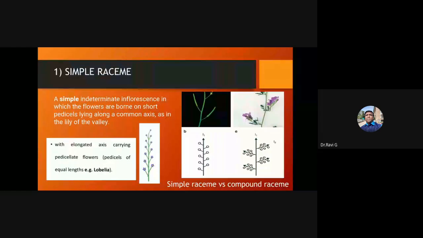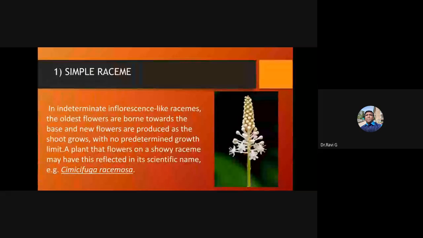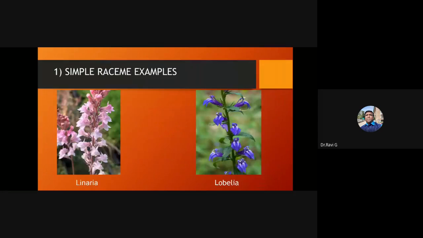Here, the difference between the simple raceme and compound raceme is shown. As you can see, the buds are clustered in compound raceme but not in simple raceme. In indeterminate inflorescences like racemes, the older flowers are borne towards the base and newer flowers are produced as the shoot grows, with no predetermined growth limit. A plant that flowers on a showy raceme may have this reflected in its scientific name, for example, Cimicifuga racemosa. Examples of simple racemes are Linaria and Lobelia.